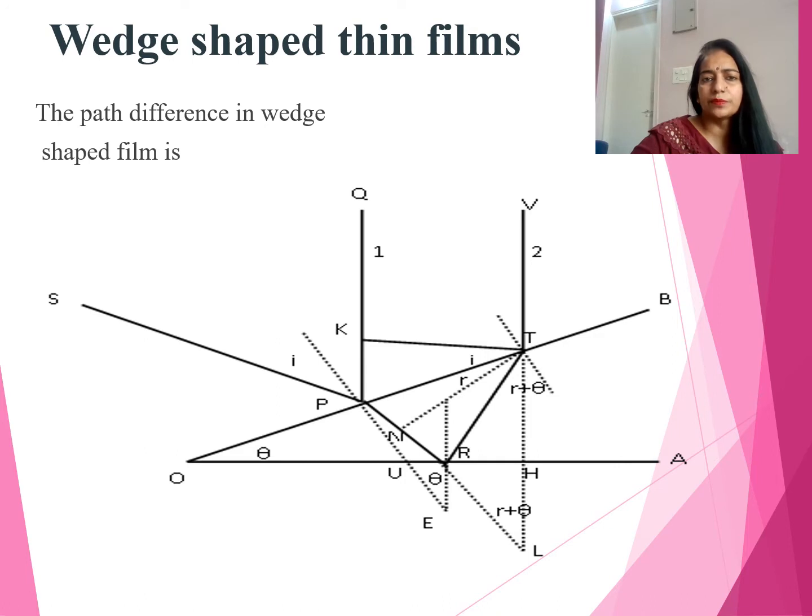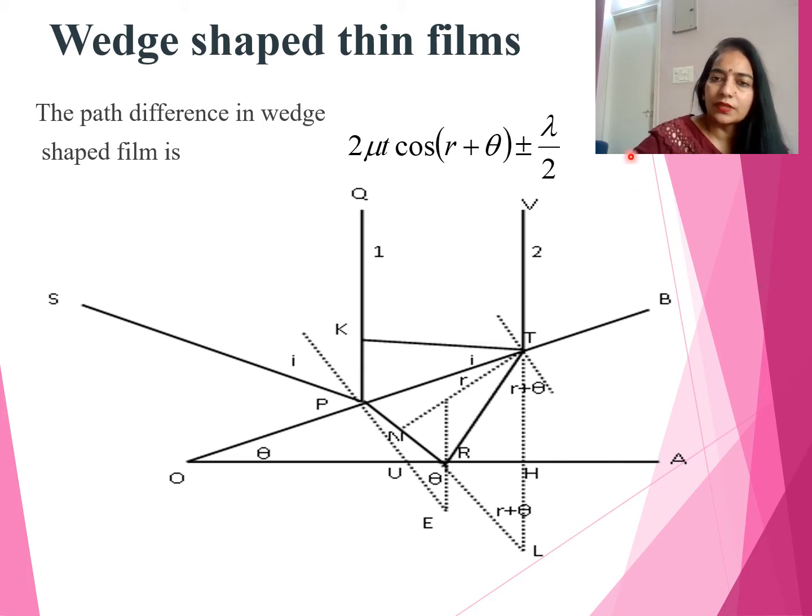The path difference in wedge-shaped film is 2 mu t cos r plus minus lambda by 2. This lambda by 2 is due to Stokes law. If light is reflected from a denser medium, then an additional path difference is added or subtracted in the path difference.